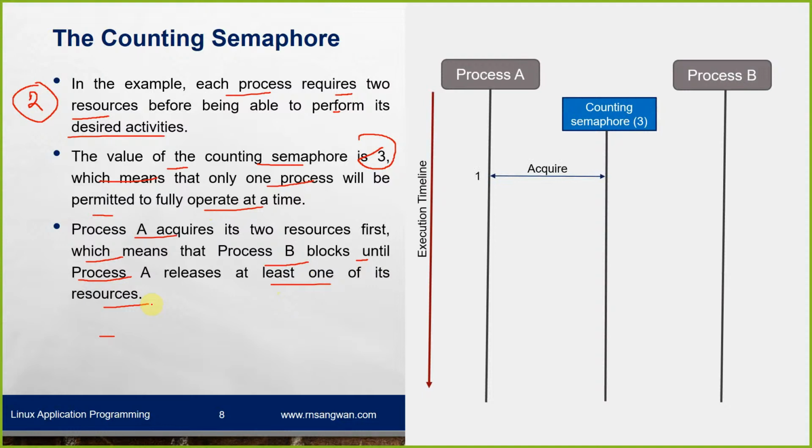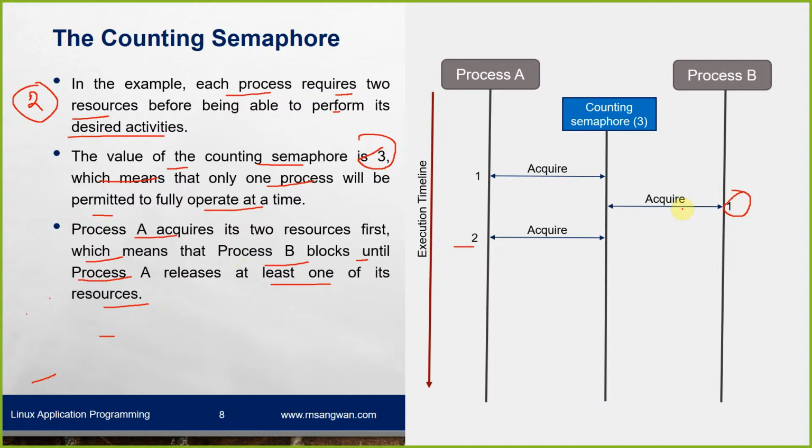Process A acquires 1 semaphore, process B acquires 1 semaphore, process A acquires another semaphore, so process A has acquired 2 and process B has 1. Now no more are available because we had only 3 semaphores.